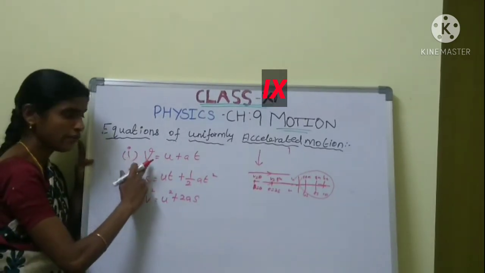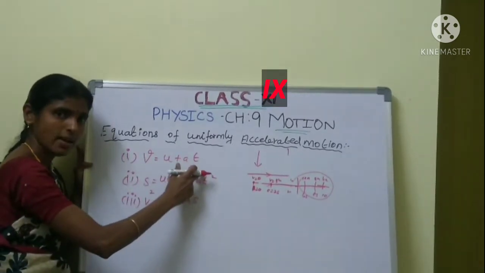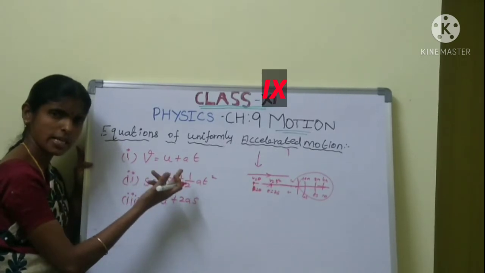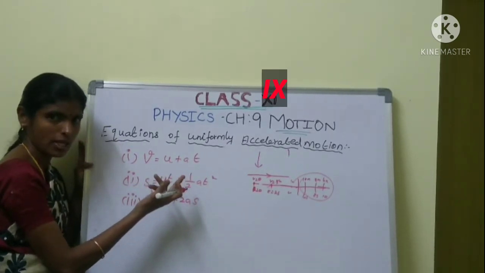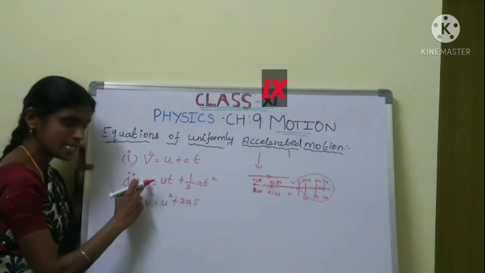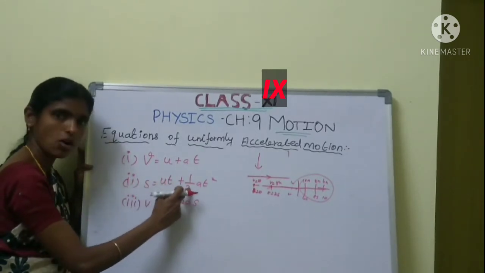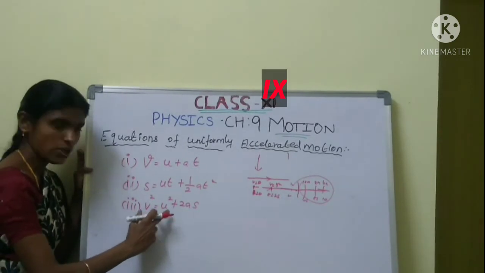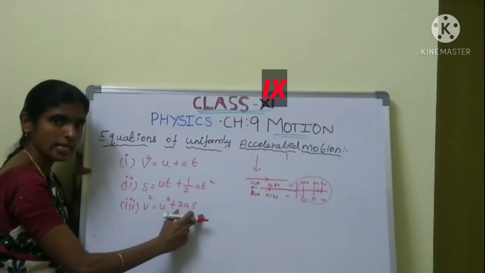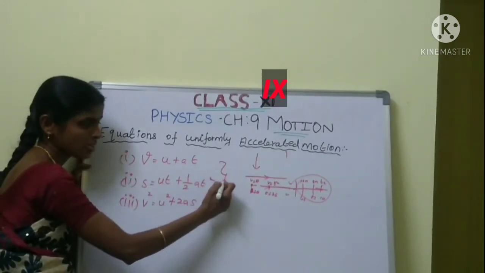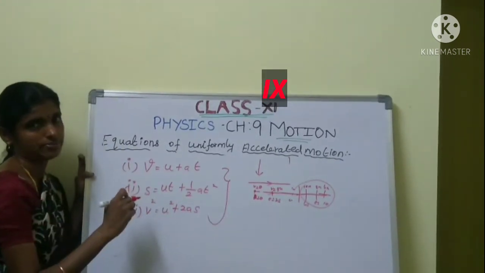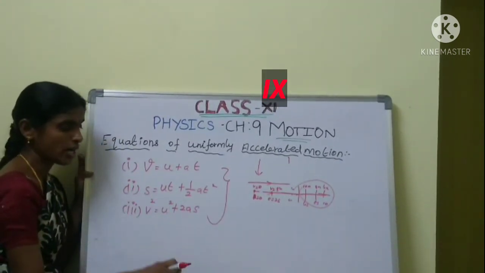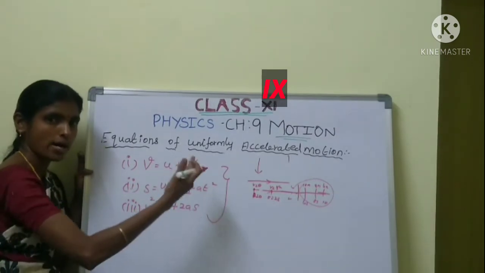What is the first equation? V equal to U plus AT. What is the equation? V equal to U plus AT? No idea. Okay, I will explain after. Next, S equal to UT plus half of AT square. Third equation, V squared equal to U squared plus 2AS. The three equations are very important. Are you clear? Okay, now we are going to discuss them one by one.